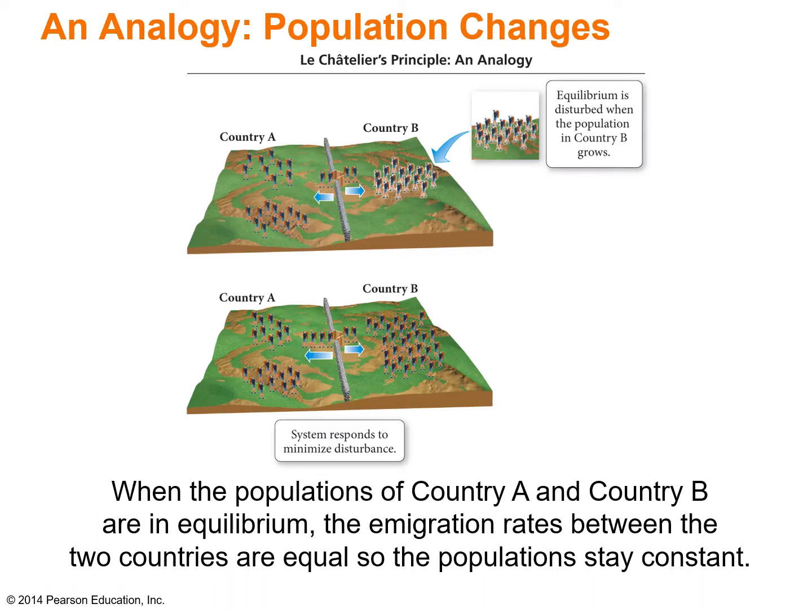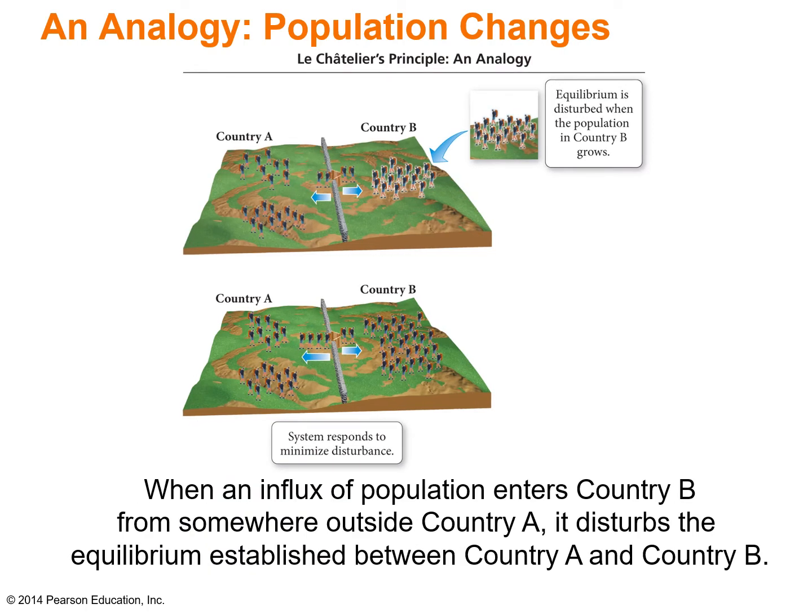So again, we're going to go back to that population analogy. So when populations of country A and country B are in equilibrium, again, test yourself. What does that mean? Do we have the same amount of people on both sides? Or is the rate at which they're crossing equal? So when the populations are at equilibrium, the emigration rates between the two countries are equal, so the populations stay constant. So the answer to that test is that the populations stay constant, the rates are equal, however, the populations are not equal to one another.